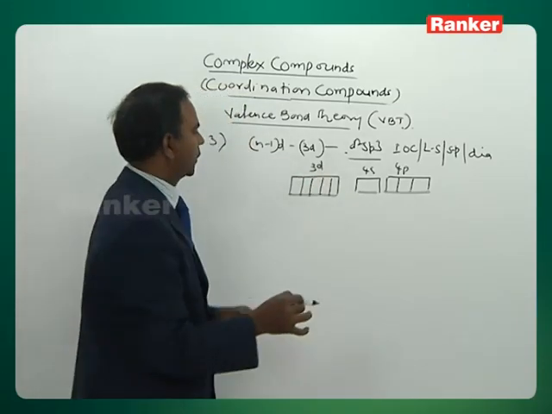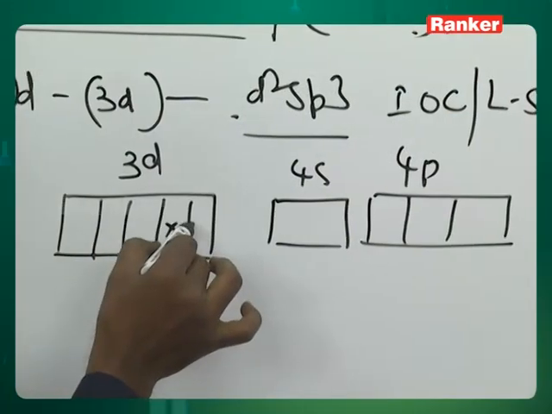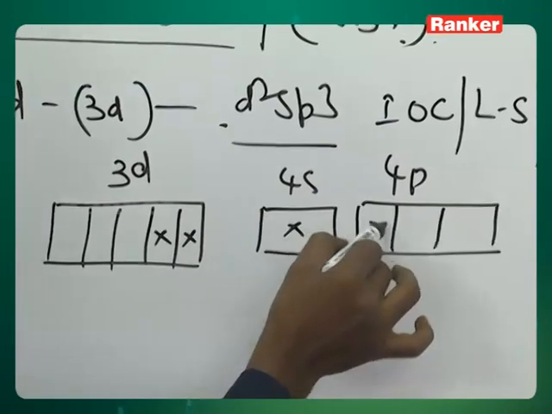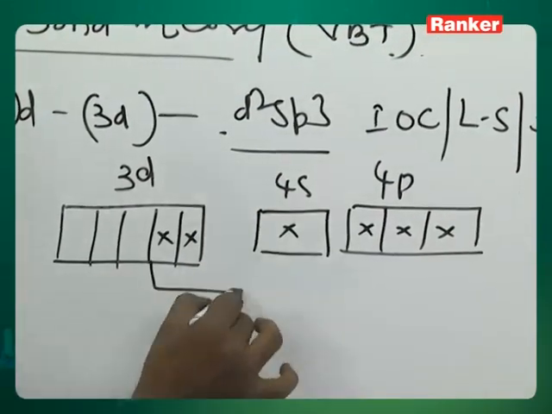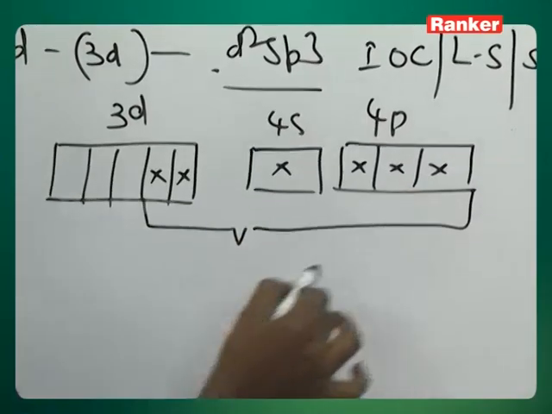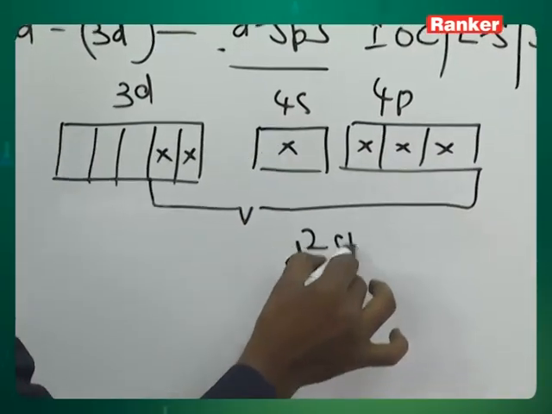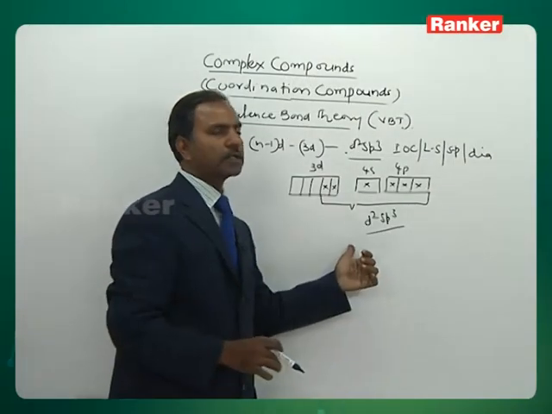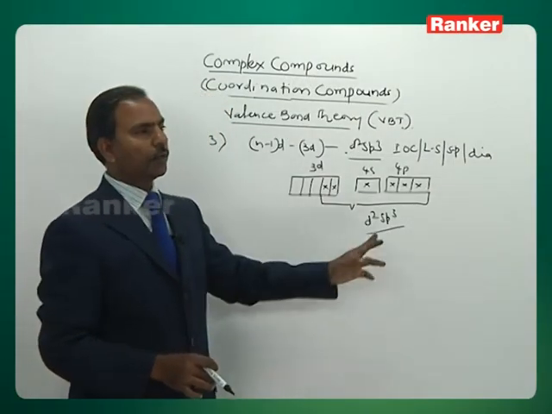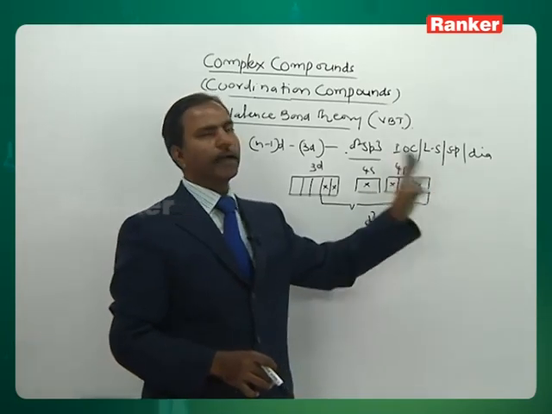What is said? d2sp3, 2d orbitals from d, 1, 2, 3, 4, 5, 6 you consider. Then d2sp3, as said, this is the hybridization, we consider d2sp3 hybrid orbital. This represents inner orbital complex, low spin, spin paired, diamagnetic.